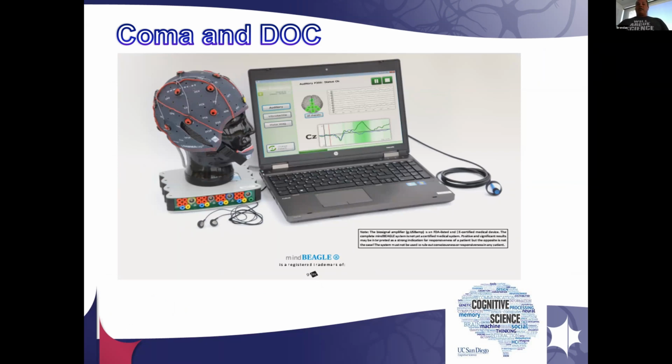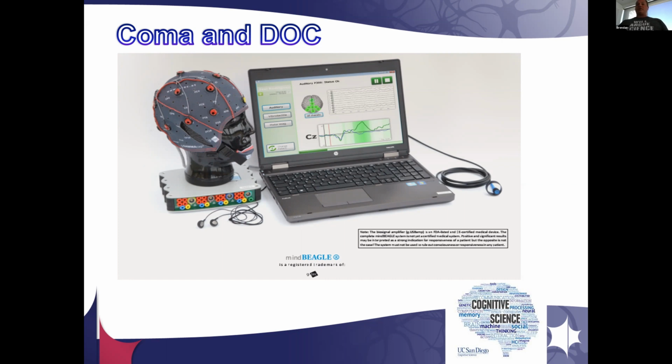It's called the Mind Beagle system. And you see that it has some straightforward looking electrode caps and an amplifier. The monitor shows the free running EEG on the top right. And next to that is an indicator of the electrode signal quality. So in this example, they're all green, which shows that the electrodes have a good connection.